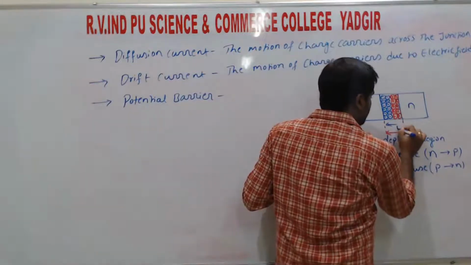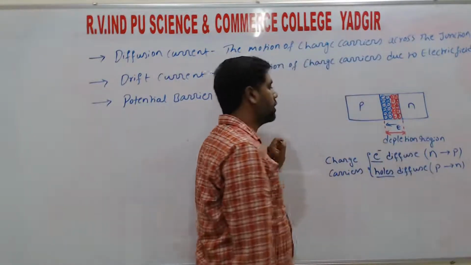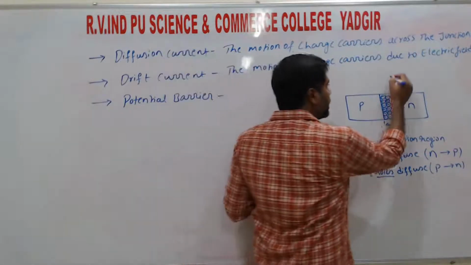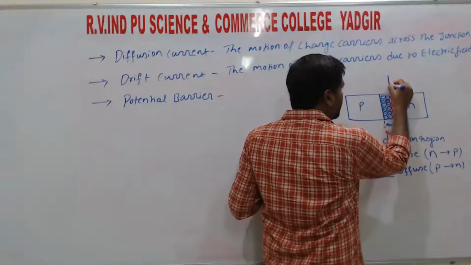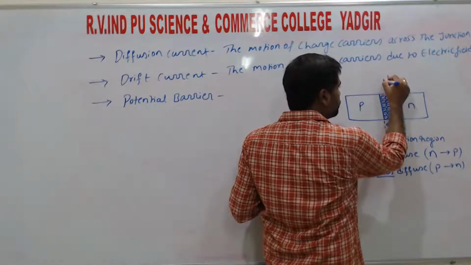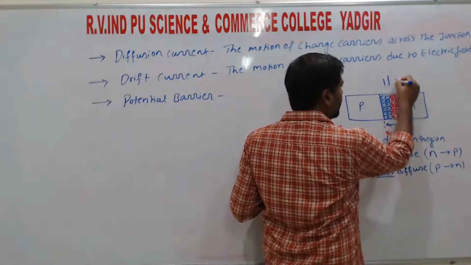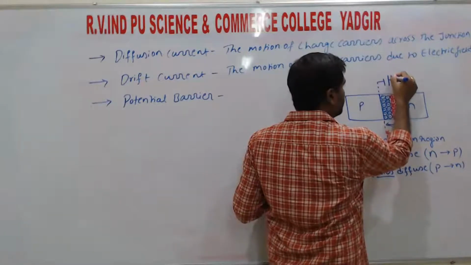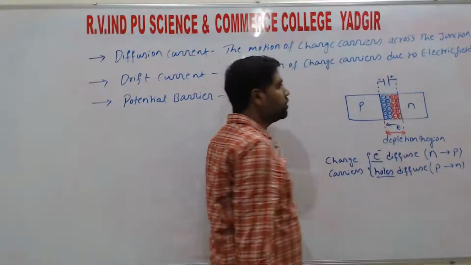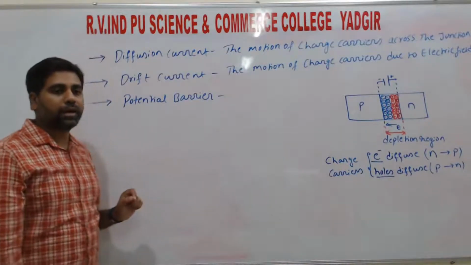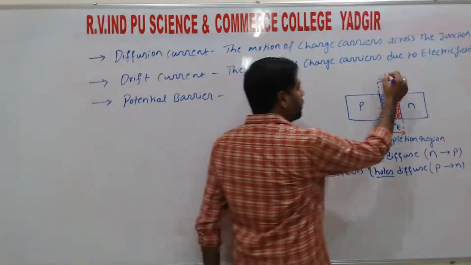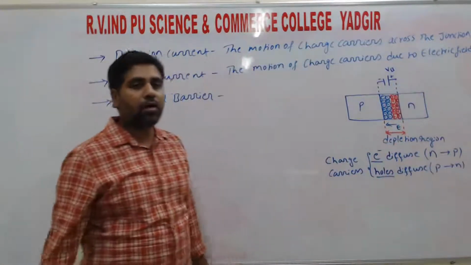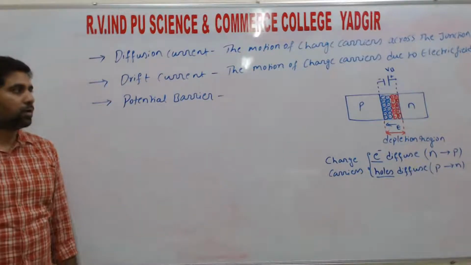So this is the direction of E here, right? Due to the diffusion of the charges, there will be a potential barrier. Here we have the positive charge and here the negative charge across this junction, right? This potential we call barrier potential and it is denoted by VB or V0, right?